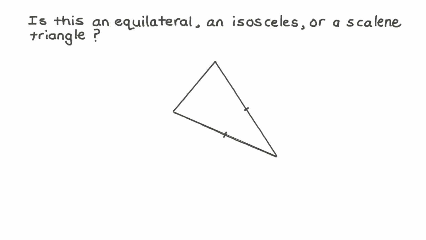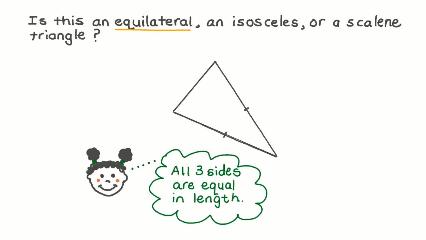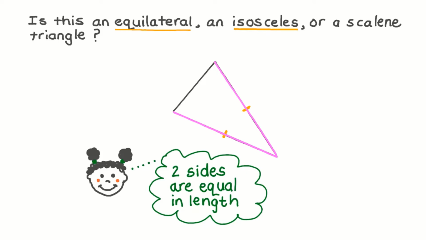Is this an equilateral, an isosceles, or a scalene triangle? In this question, we're shown a triangle, and we have to identify which type of triangle it is. Is this an equilateral triangle? An equilateral has 3 equal sides. All of its sides are equal in length. The given triangle has 2 sides equal in length, so we know it's not an equilateral triangle. Is it an isosceles triangle?